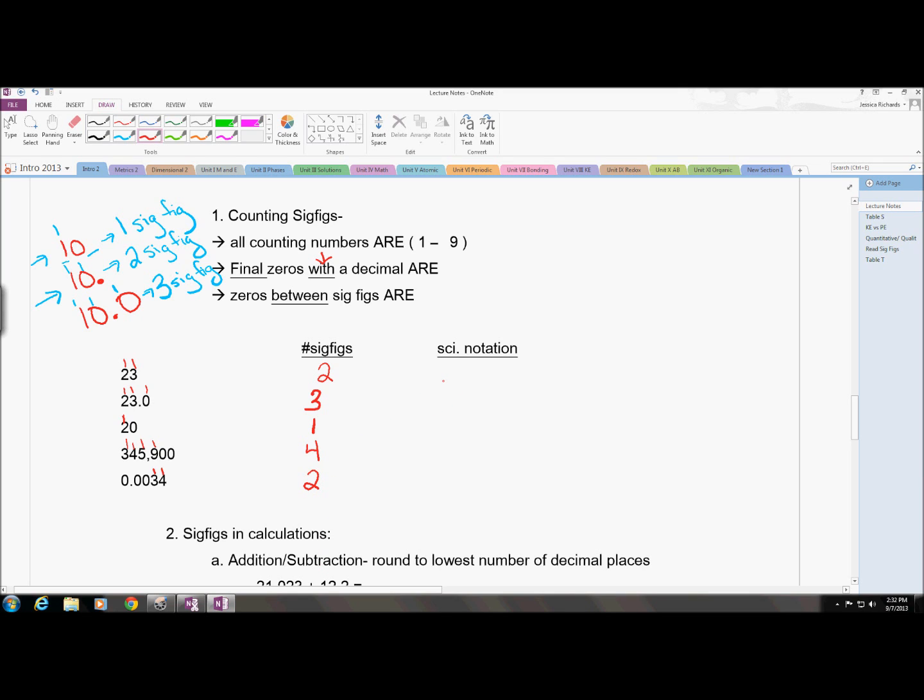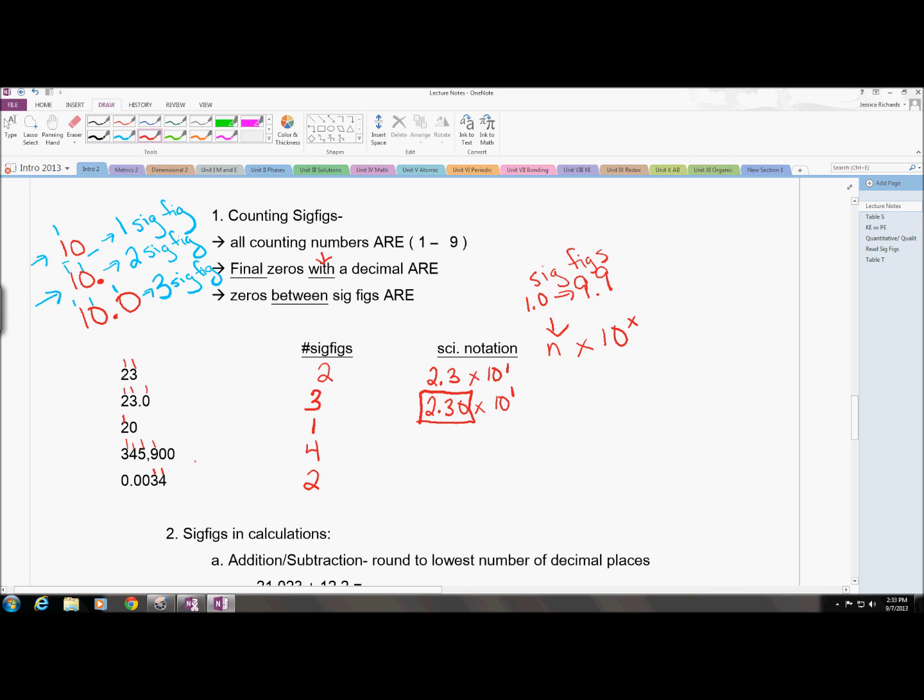All right, now when it comes to scientific notation, again, we're going to do a number times 10 to some exponent. This number always has to fall between 1.0 and 9.9. So you have to move the decimal point in between, and this number also has to contain all of the significant figures. So if I were to write 23 in scientific notation, I would write 2.3 times 10 to the first. If I were to write 23.0, I would have to write 2.30 times 10 to the first, because it has three significant figures, you have to show all three of those significant figures in the number.